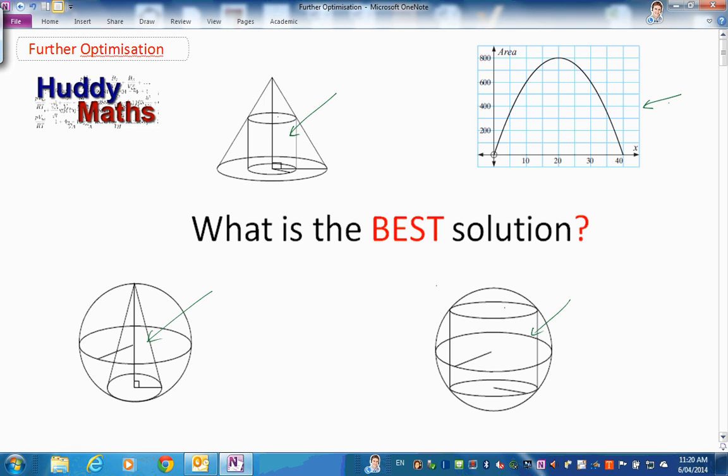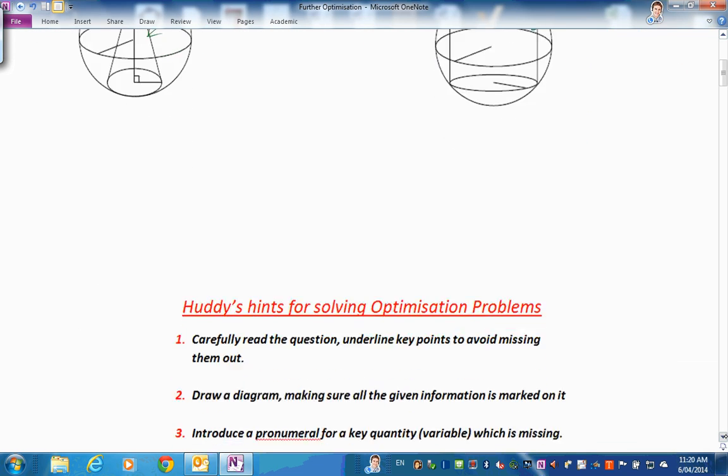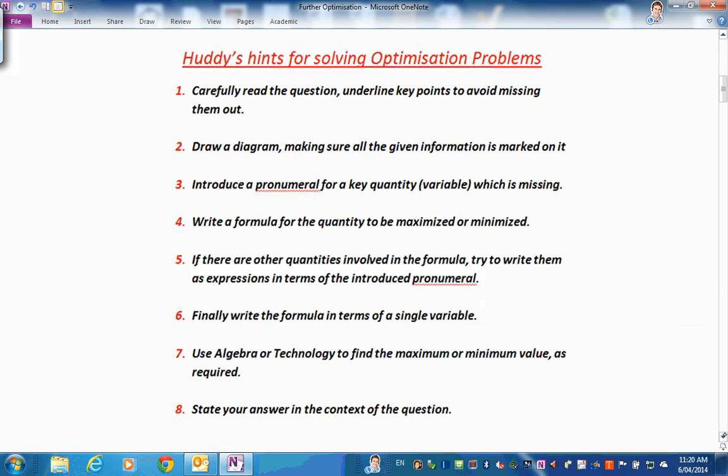then using technology to find the best solution, which up here, the maximum area would be at that point there, and this would be the value of x, a variable we've introduced. So let's just review what we've been doing there before, and if you have a look, here's my hints for you. These hints for solving optimization problems.